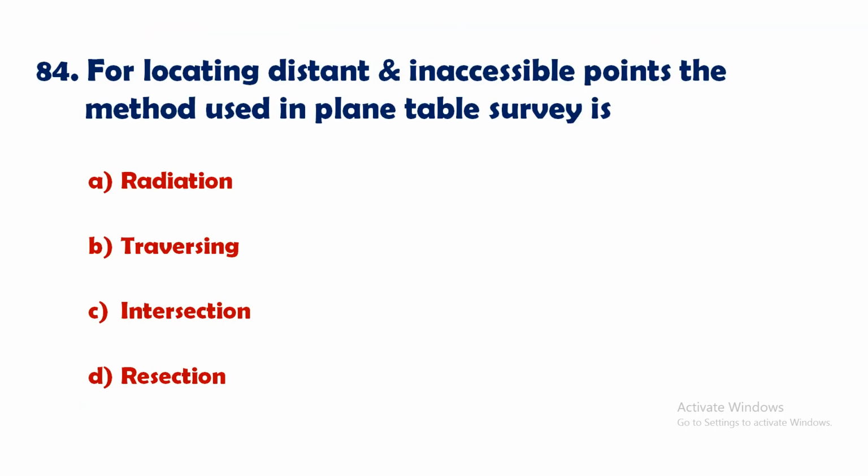For locating distant and inaccessible points, the method used in plane table survey is radiation, traversing, intersection, resection. The answer is for locating distant and inaccessible points, the method used in plane table survey is intersection method.